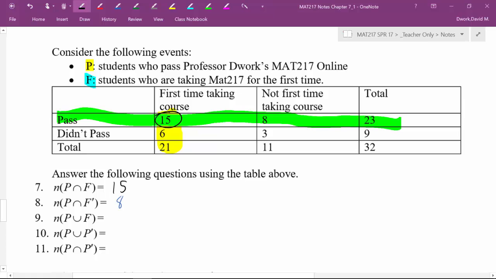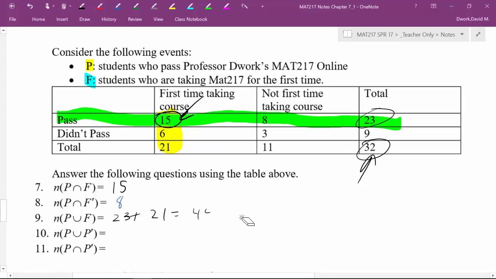Now, here's the thing students sometimes get themselves into trouble with. They say, oh, well, I'm going to use these totals. I know the pass is 23, and I know the first time takers is 21. So therefore, hey, that's got to be 44, right? No, not right. Why is that not right? Well, because this group of 15 is in both of those totals. So therefore, you counted them twice. The number of students in the class is 32. There's no way you could have 44 people taking the course for the first time.